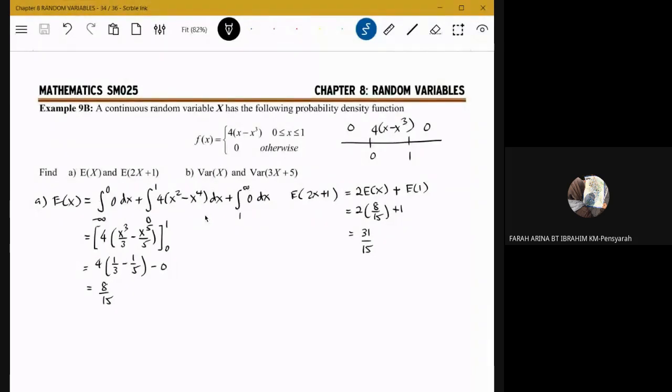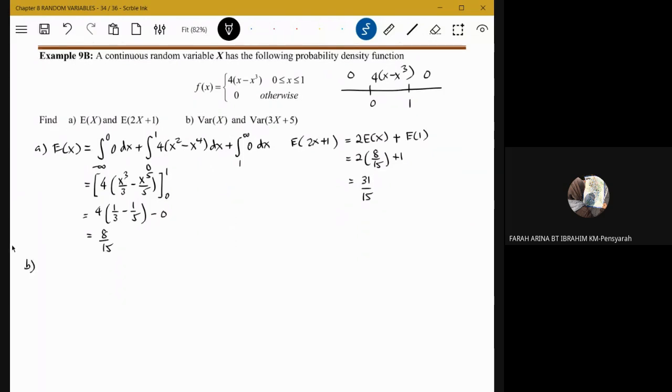Okay, part A done. Now to find part B, you need the E(X squared). So kita cari dulu E(X squared). So we're going to have x cubed minus x^5, it's going to be 1 here, should be positive infinity, 0 dx. So we're going to have 4x^4 over 4 minus x^6 over 6. Limit daripada 0 towards 1.